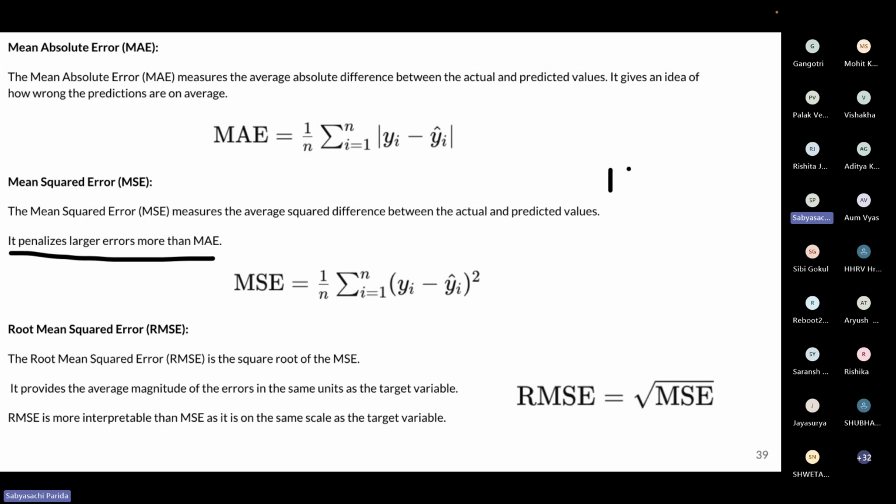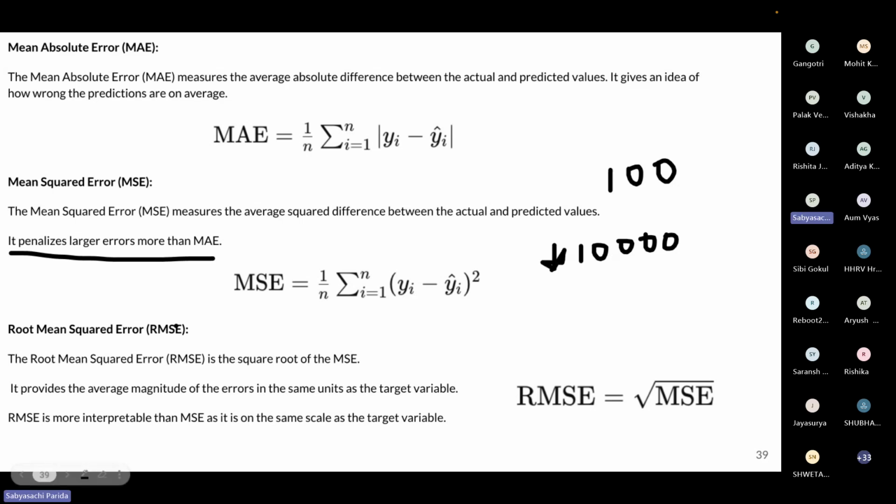Suppose the error was 100. In mean absolute error, the error value would also be 100. But in mean squared error, as we are taking a square term out of it, it would be 10,000. This is the power we get with the use of the mean squared error. So we will be trying to minimize the error more.